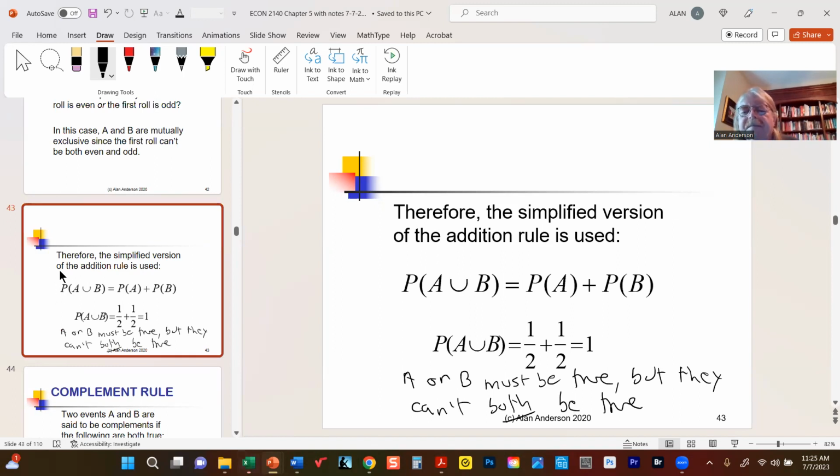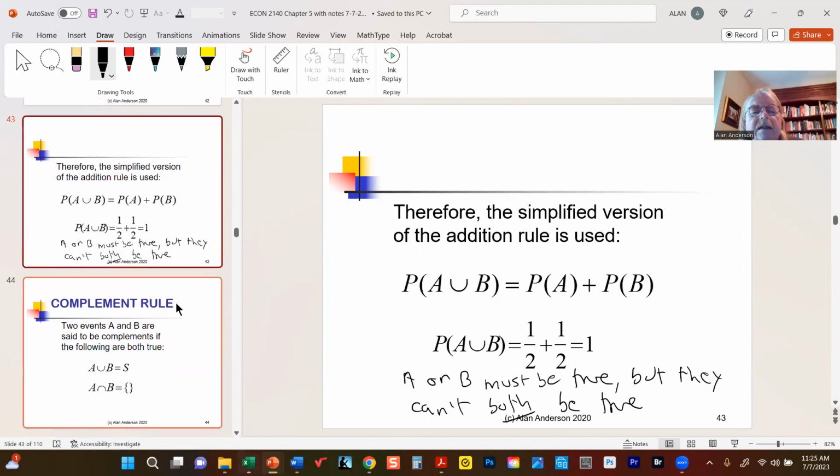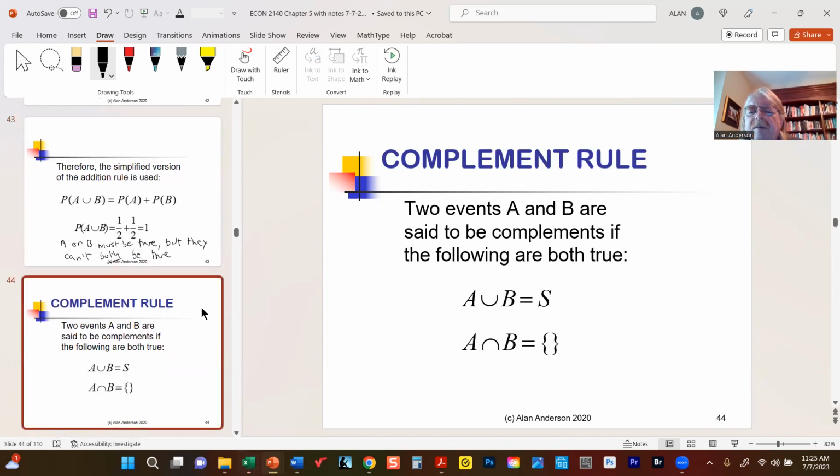All right. So now we understand the addition rule. Let's take a look at the second rule, which is the complement rule. Now, first we have to define what we mean by complements.